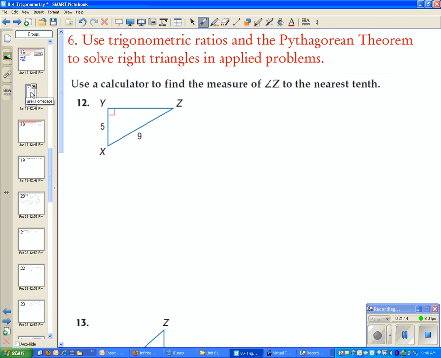All right. Let's try number 12. It says use a calculator to find the measure of angle Z to the nearest tenth. All right, so we need angle Z. First, let's write an equation using one of our trig ratios. We know the opposite leg and we know the hypotenuse. So should I use sine, cosine, or tangent? All right, so the sine of Z equals opposite 5 over hypotenuse, 9. Now, since the sine of Z equals 5/9, that means the inverse sine of 5/9 equals Z.